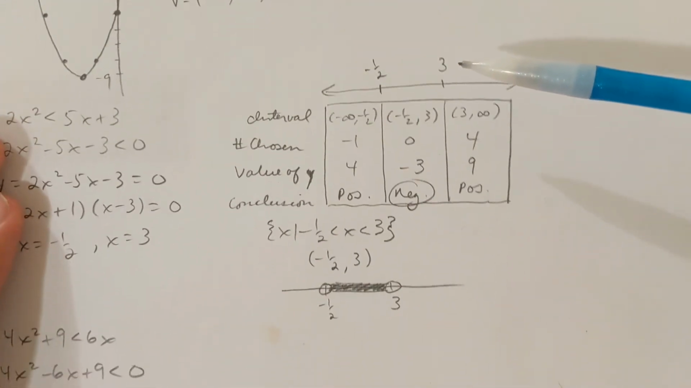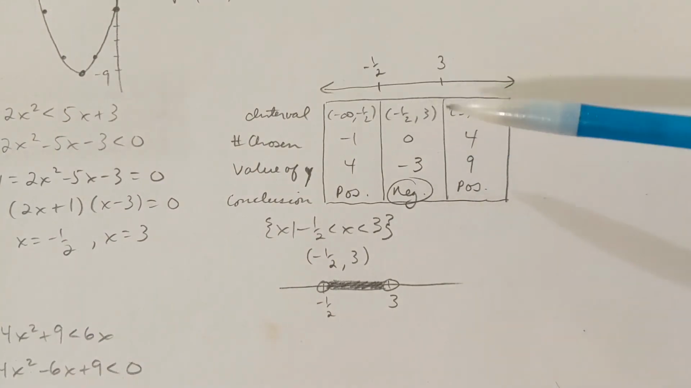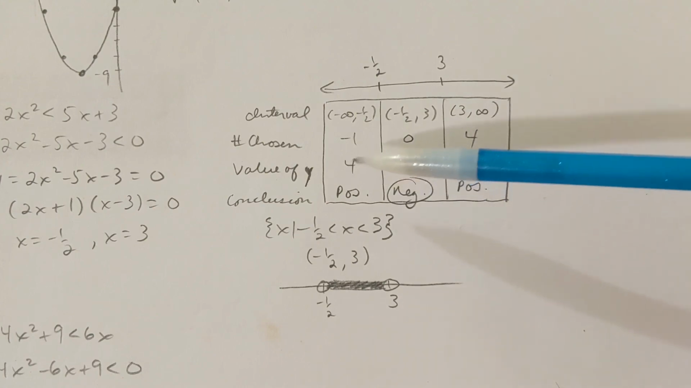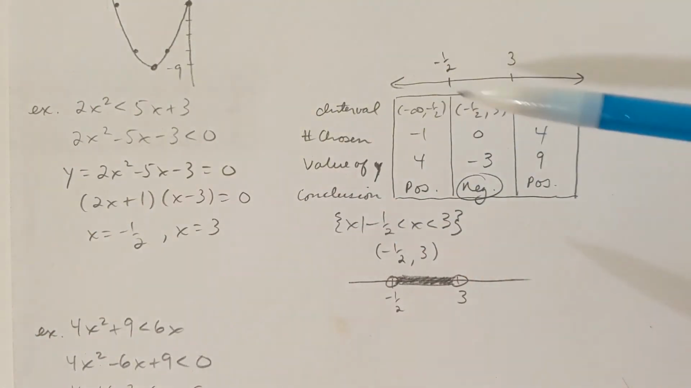So I choose -1 and then 0 and then 4 for my three test values to plug in and find the corresponding value of y.